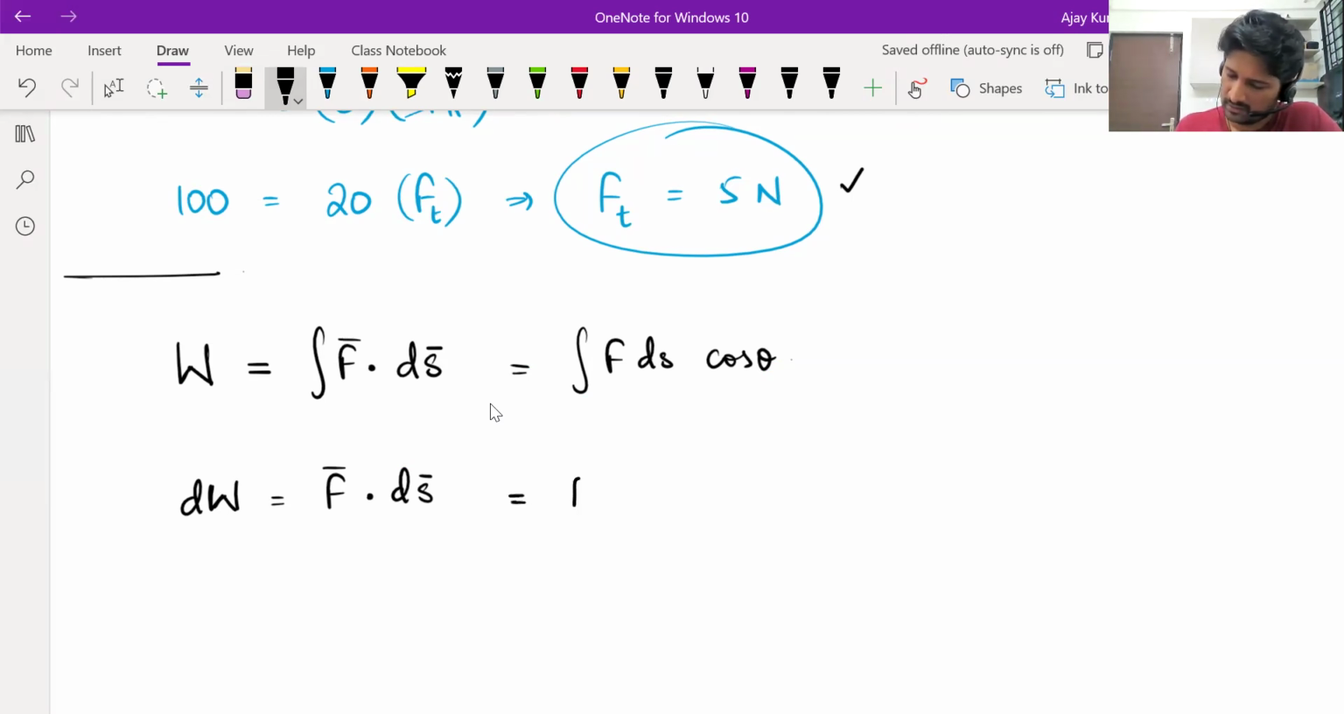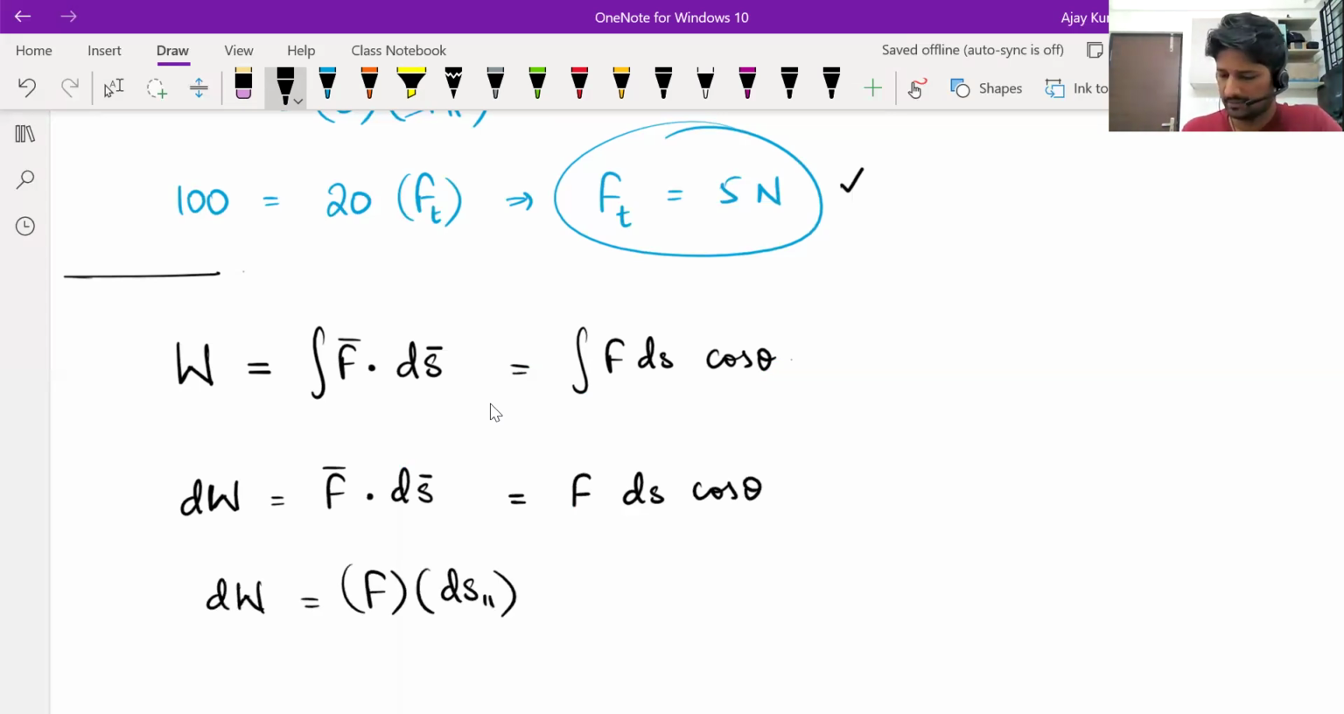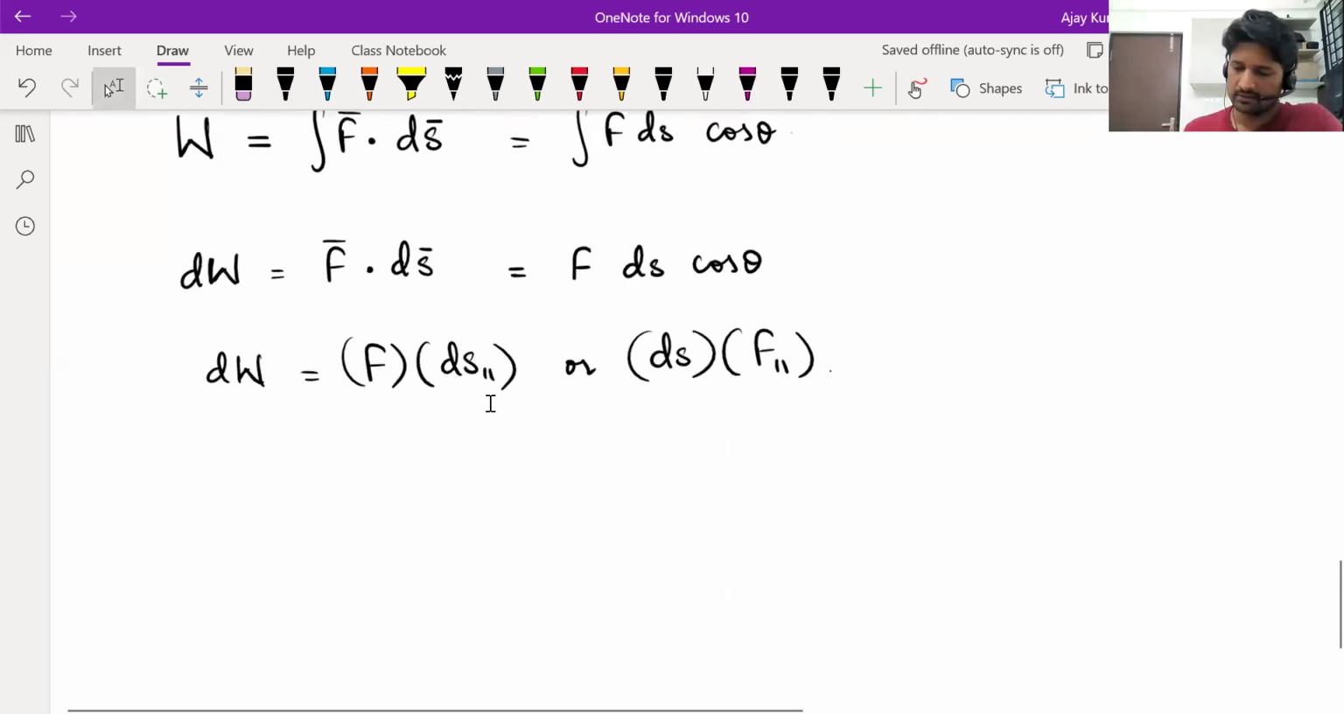So this becomes F ds cos theta. You can treat it as force multiplied with displacement parallel to the force. You can take it like that. Or you can treat it as displacement multiplied with the force parallel to the displacement. Can be treated like that also. So now we have removed the dot product. By taking parallel components and multiplying, we have removed the dot product.